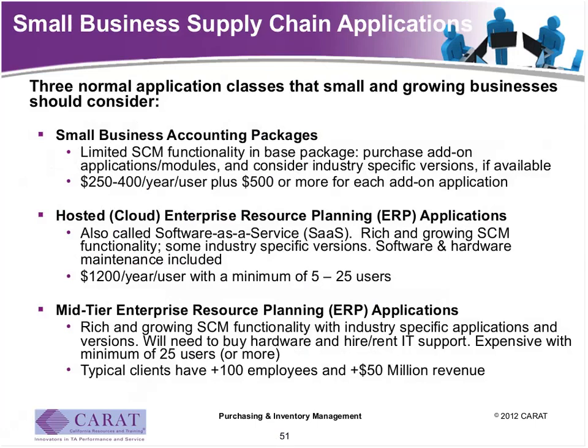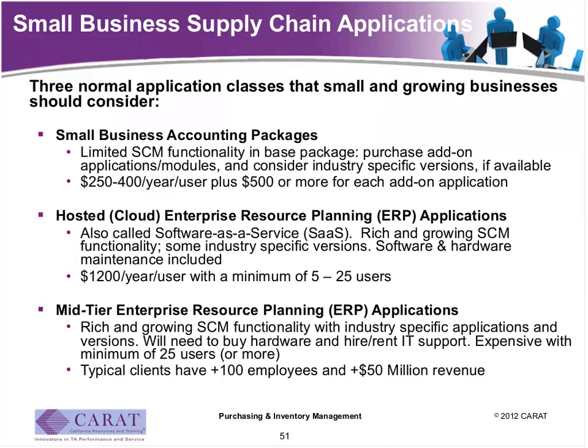The first alternative is what is known as a small business accounting package. This is going to be QuickBooks, Peachtree, and a few other applications. They're going to have fairly limited SCM functionality in the base package, in other words, the package you're getting off the shelf. But what you're able to do is purchase add-on applications and modules that'll let you do things like EDI or e-commerce integration. Their cost is going to be anywhere from about $250 to $400 per year per user, plus you're probably going to have to pay about $500 or more for each of these add-on applications. They're going to let you do things like EDI or e-commerce integration.